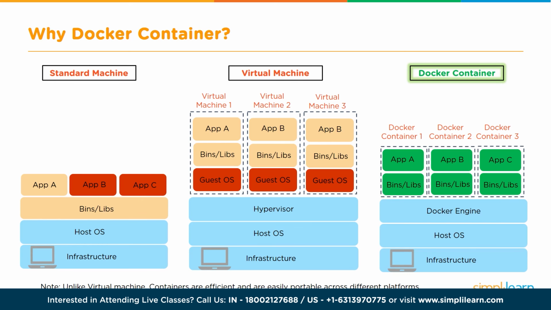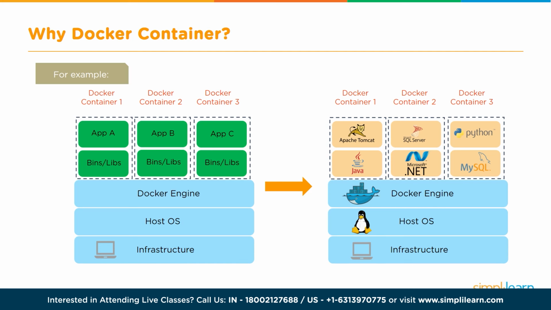So let's have a look at a container as an example. Here we actually have a couple of examples. On the right hand side, we have different containers. One container is running Apache Tomcat with Java. A second container is running SQL Server in a Microsoft .NET environment. The third container is running Python with MySQL. These are all running just fine within the Docker engine and sitting on top of a host OS, which could be Linux. It really could be any host OS within a consistent infrastructure. And you're able to have a solution that can be shared easily amongst your teams.